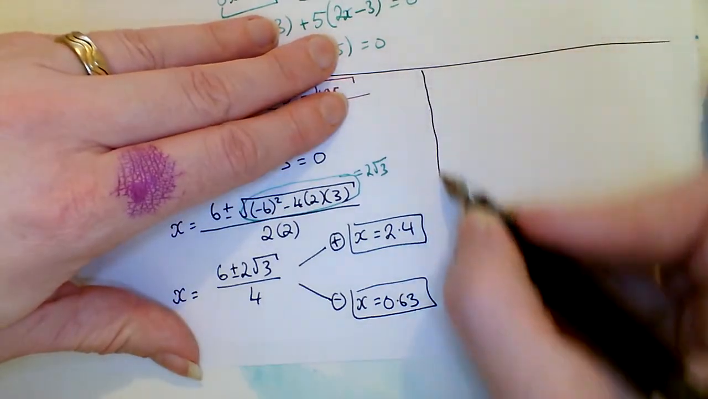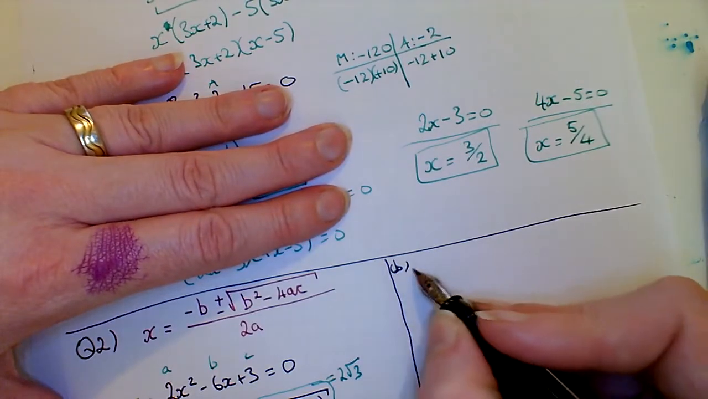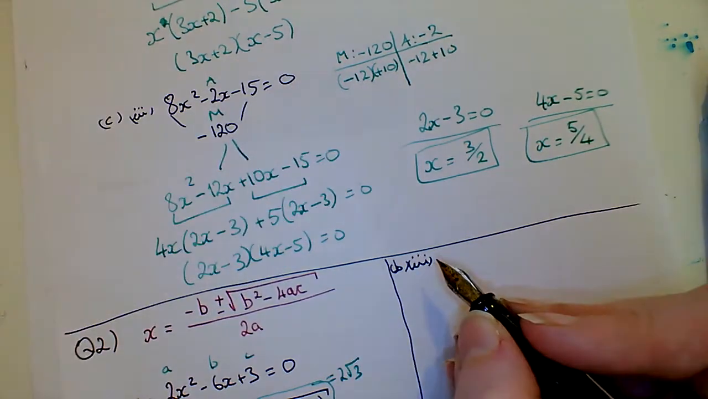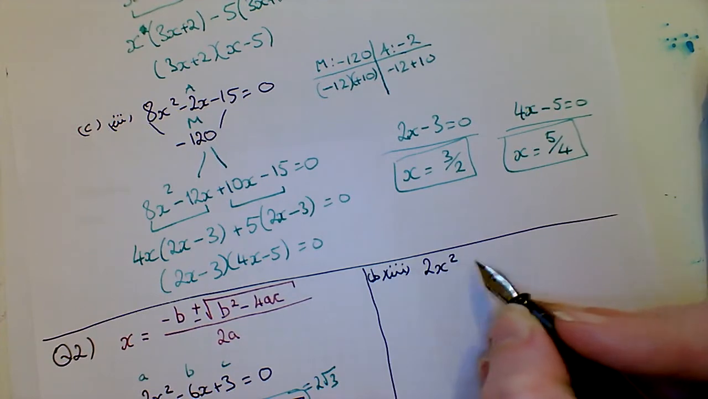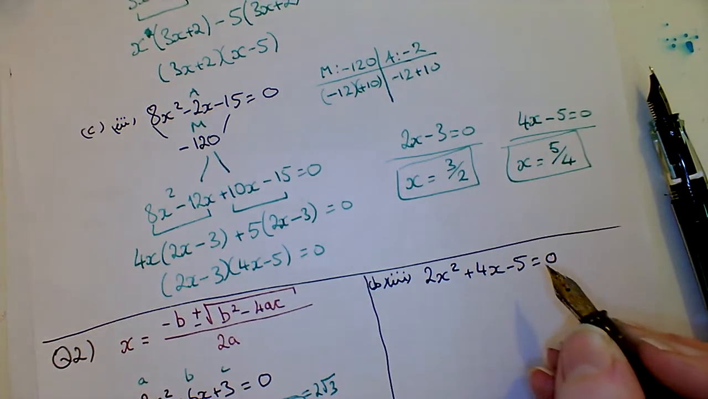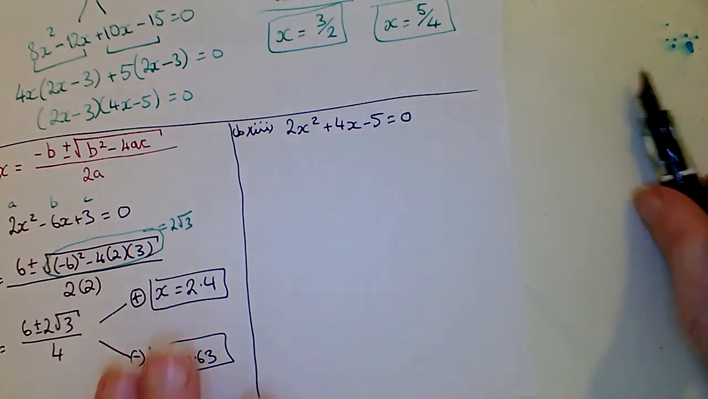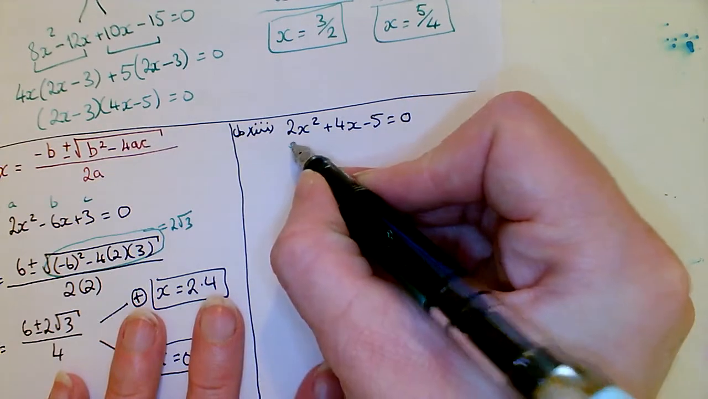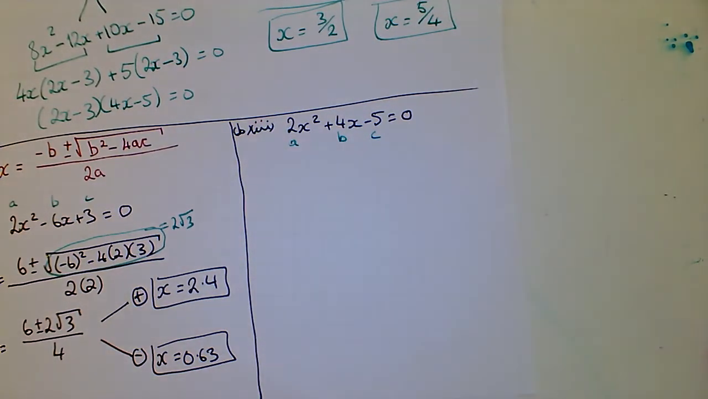Hopefully this has been very straightforward for everybody, but do let me know if there was something that you got stuck on. I'll do B part 3 as well. We're solving 2x squared plus 4x minus 5 equal to 0. So again, a, b, and c. You don't have to write it above it, but it does help keep you organized if you do that.